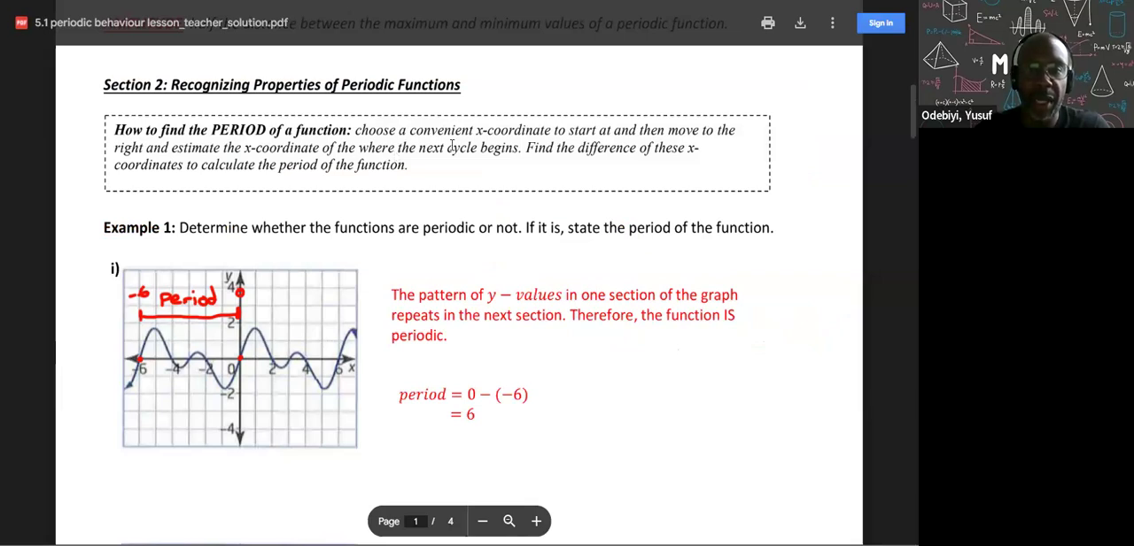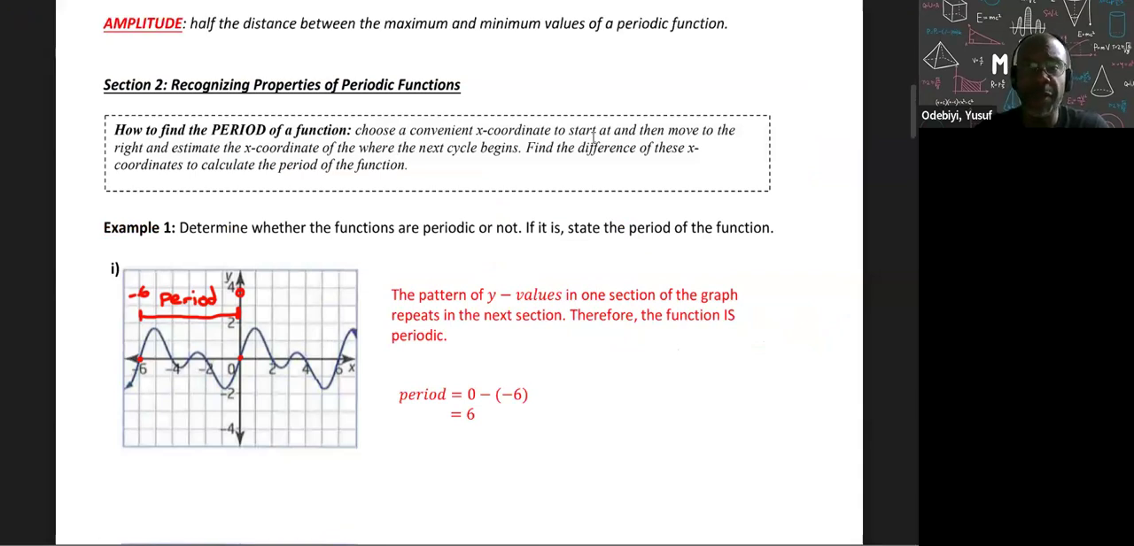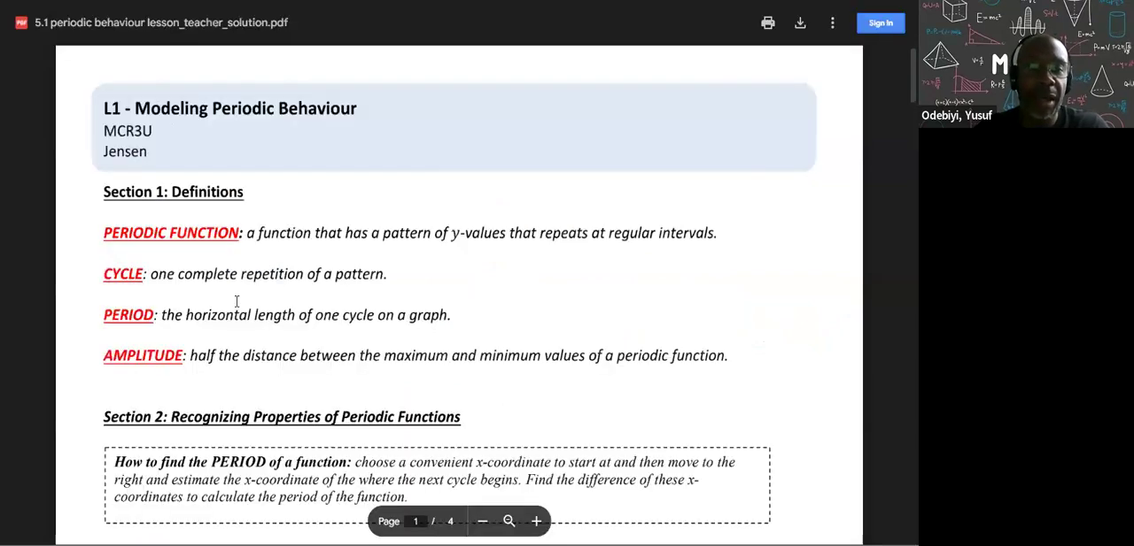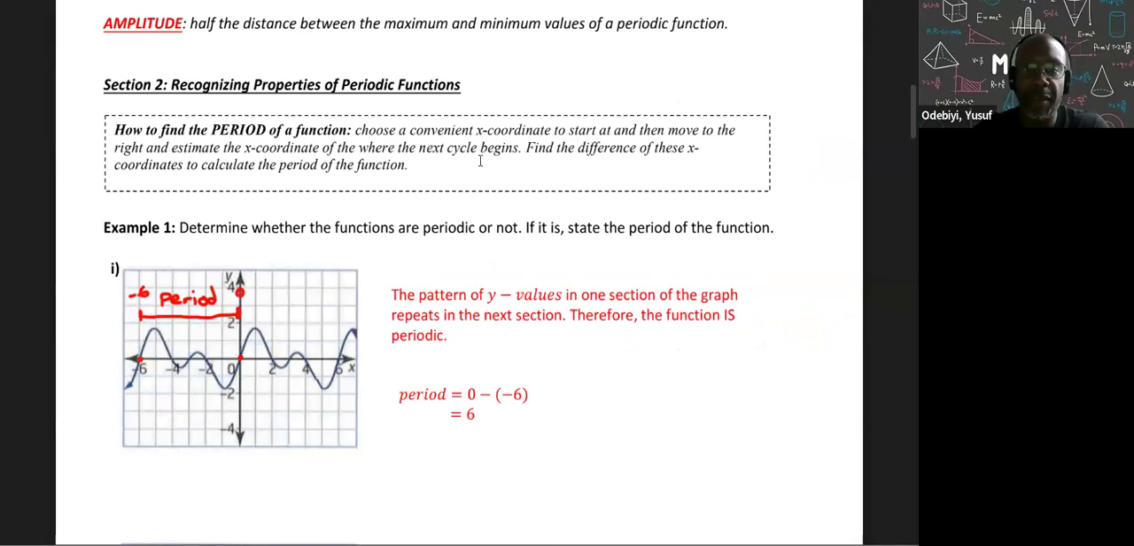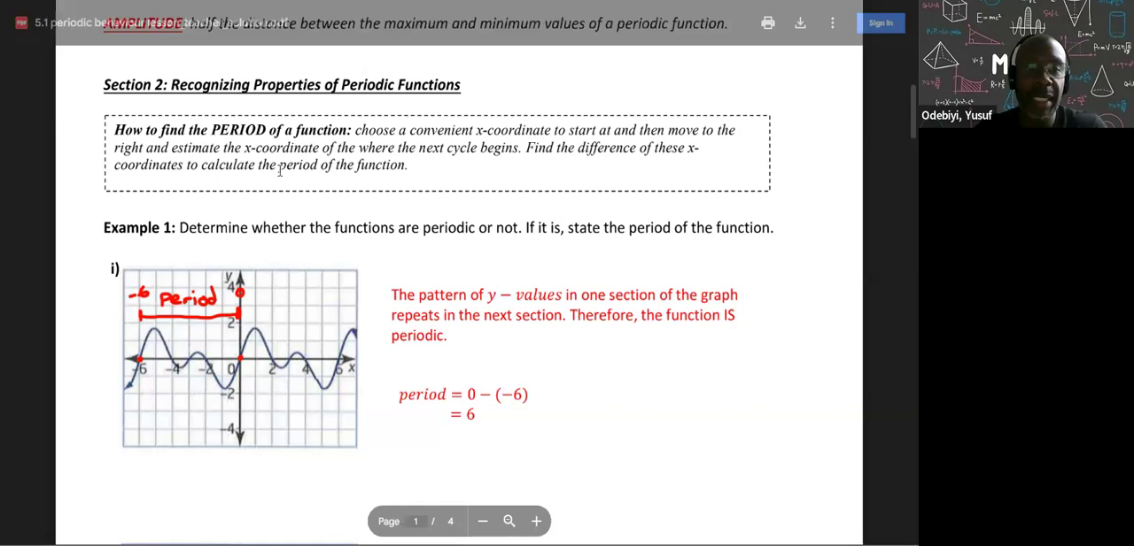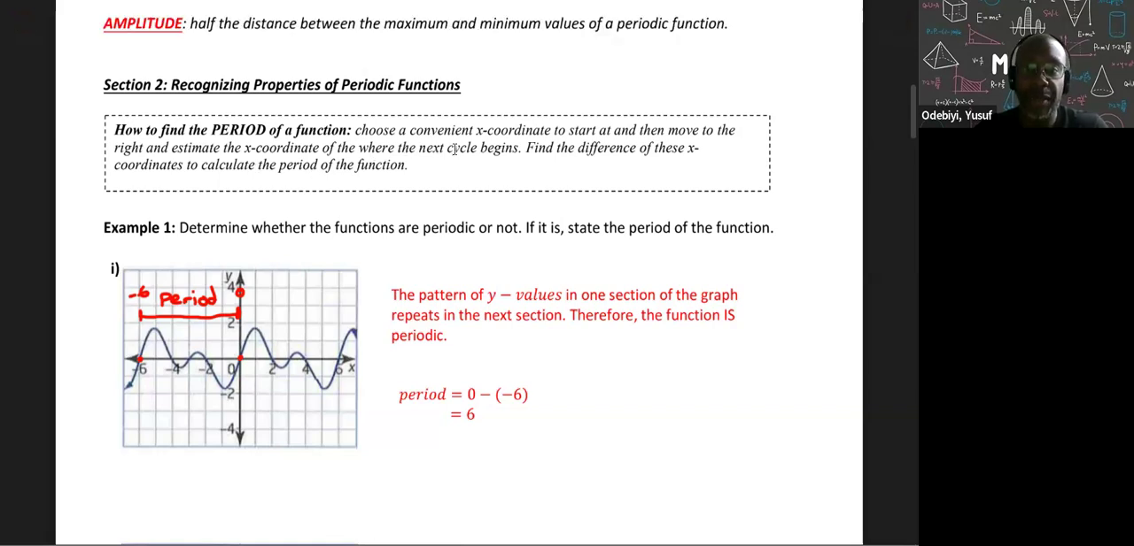Okay, choose a convenient x coordinate to start. When we say we're trying to find the period, we're trying to find the length of one cycle. The period is the length of one cycle. If we're saying length, that means looking at the x-axis. So choose a convenient coordinate to start on the x-axis and then move to the right and estimate where the cycle begins. Find the difference between the x coordinates.